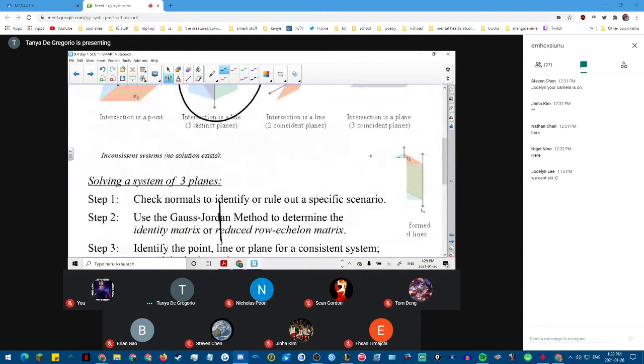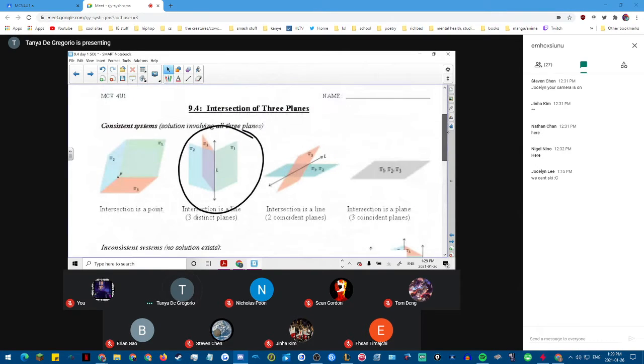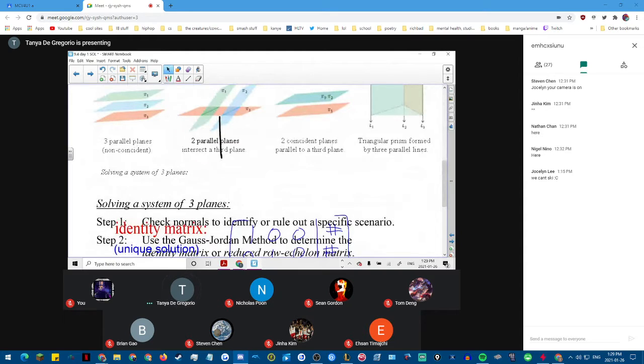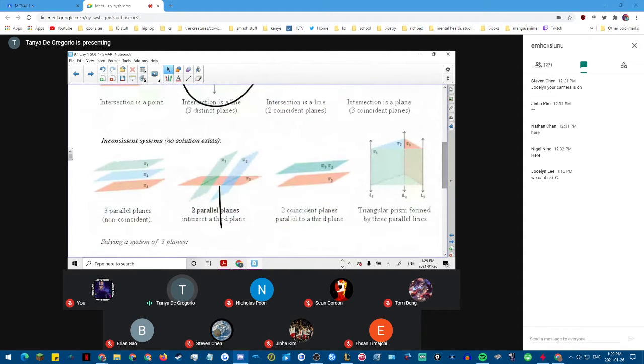Oopsies. What happened? It moved. There we go. So three distinct planes, but it's inconsistent. Well, that's this guy. The three planes form a triangular prism. Okay?